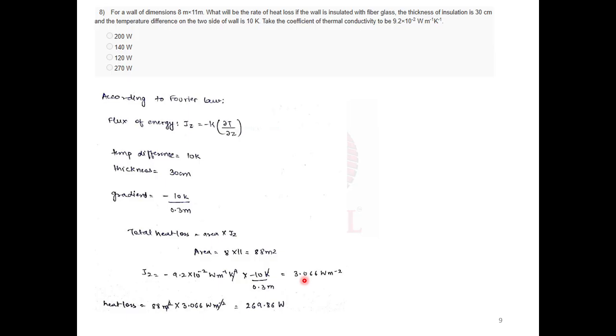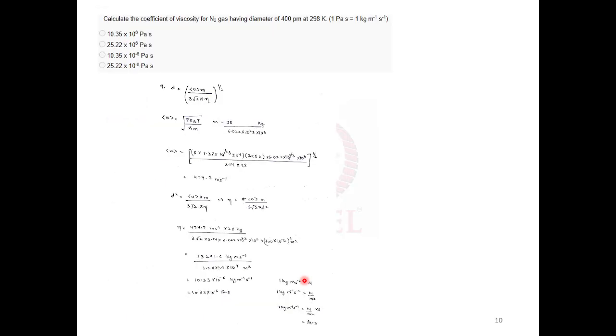269.86 watt. So your answer will be around 270. Now this is another example where you need to calculate the coefficient of viscosity for nitrogen gas having a diameter of 400 picometer at 29 Kelvin. So 1 Pascal into second equal to, this Pascal is what?